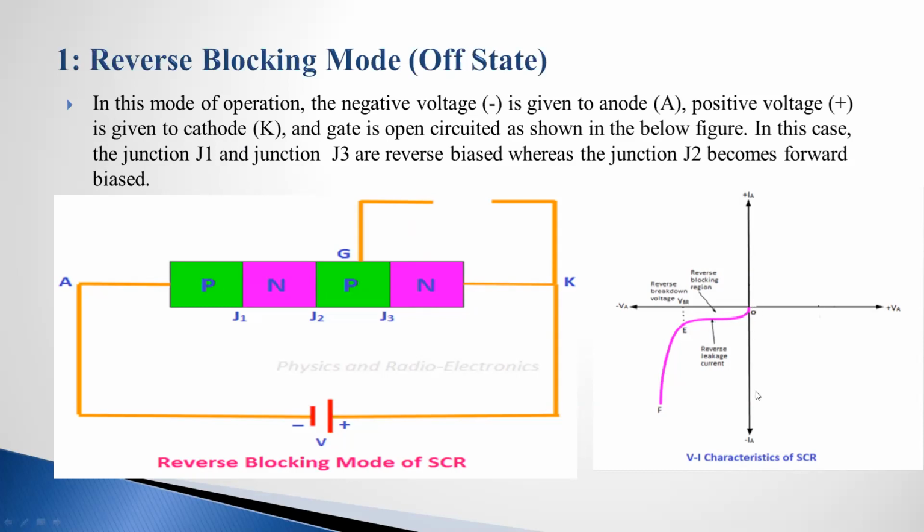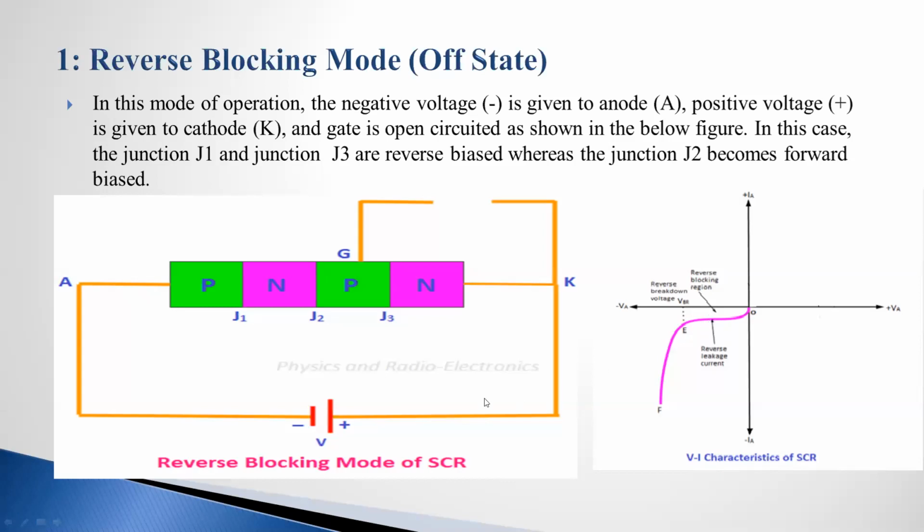Did the current magnitude increase or not? Is it clear? By increasing the voltage, a small leakage current is flowing through the device. The voltage is increasing but the current is constant. That is very, very small. This current is called the reverse leakage current.